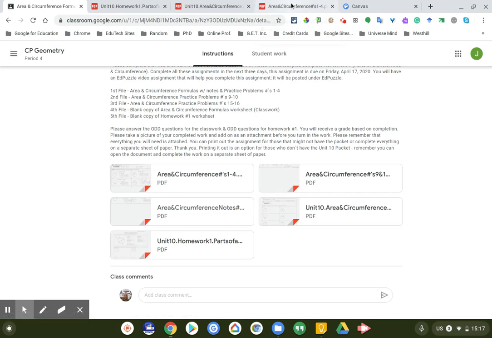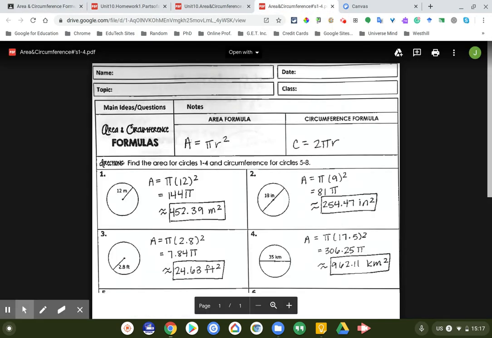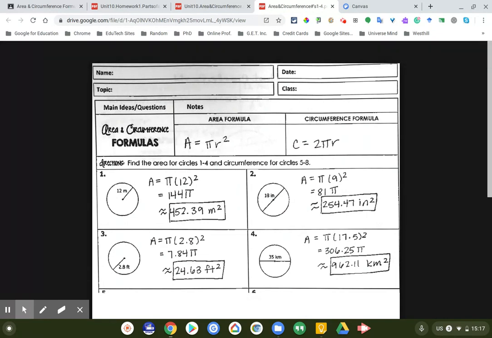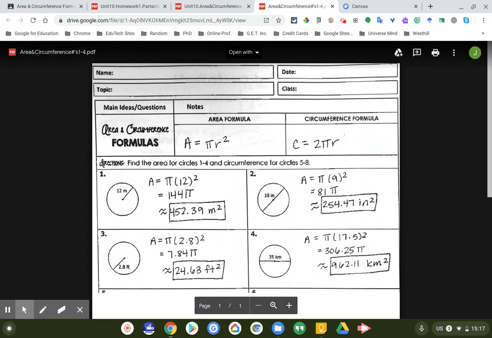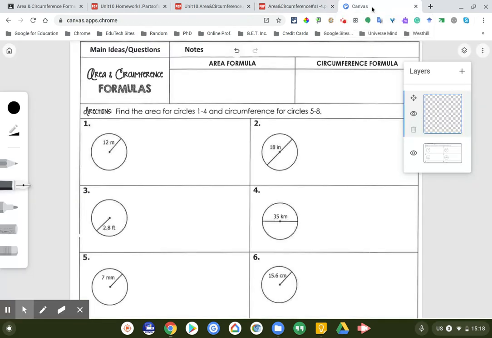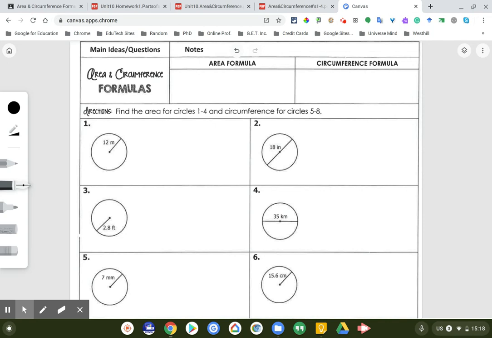Okay. So from the first notes, we see that we have an area formula for the area of a circle, right? And the circumference of a circle, okay? So I'm going to go over here, and I have this saved as an image in this app that I can draw on. So the area formula of the circle is, area is pi times r squared. Okay.